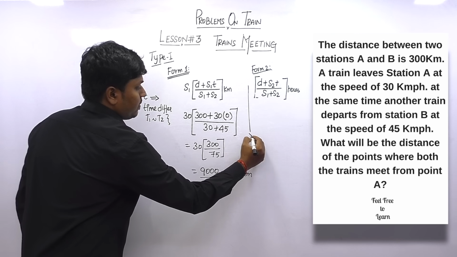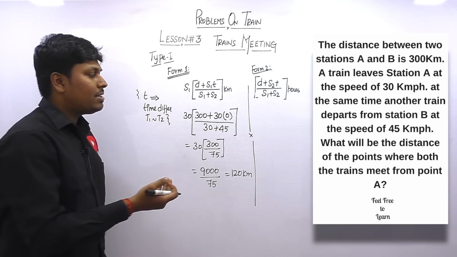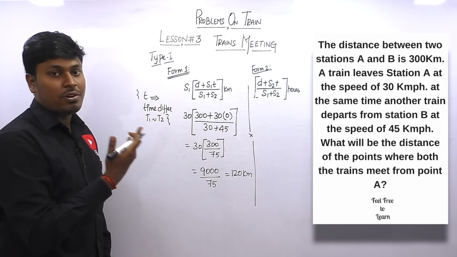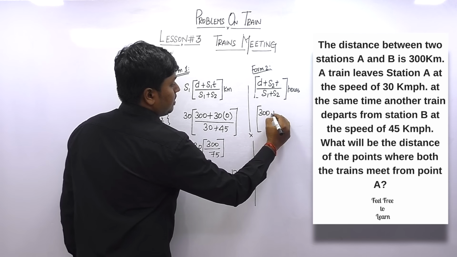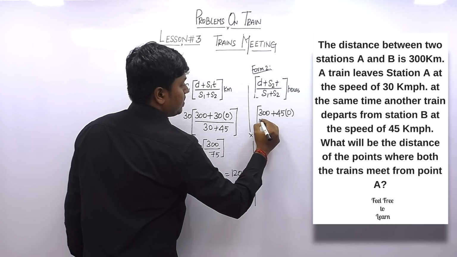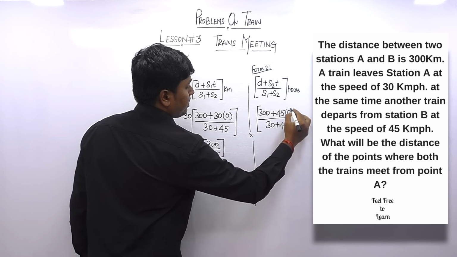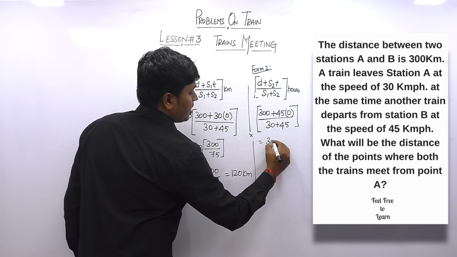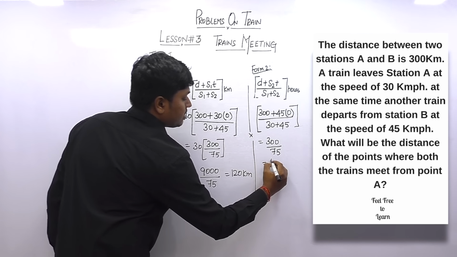So if you want to find after how many hours both the trains meet, or after how much time, then similarly you can apply all the values in formula number 2, right? So distance will be 300, plus S2, second speed will be 45, and the time difference is 0, divided by S1 plus S2. So 30 plus 45. So this will be 300 divided by 75. So 75 4 times, so 4 hours.